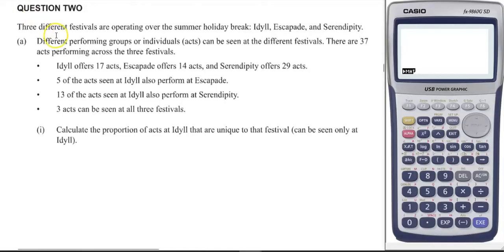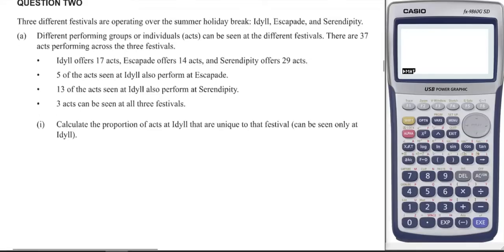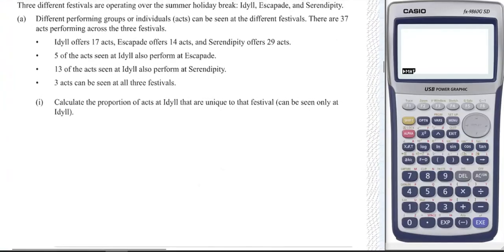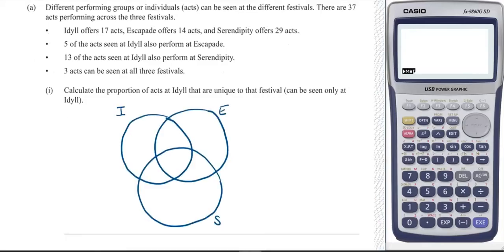Okay, on to question 2. We've got 3 different festivals, Idyll, Escapade, and Serendipity. We've got different performing groups, and these are the acts that are on offer at the different things. So this looks like we're going to be doing a Venn diagram. So we want to calculate the proportion of acts at Idyll that are unique to that festival. So let's see if we can set this up. We need 3 circles, 1 for each of the festivals.